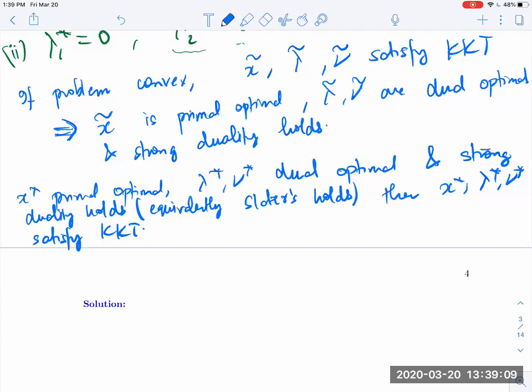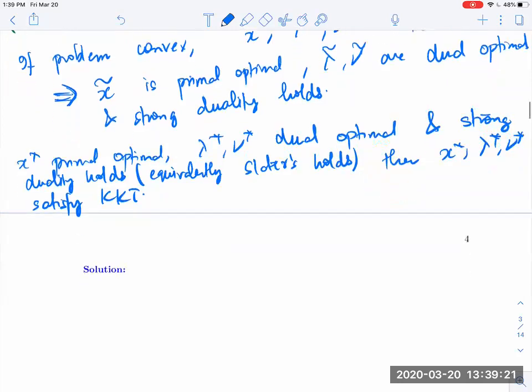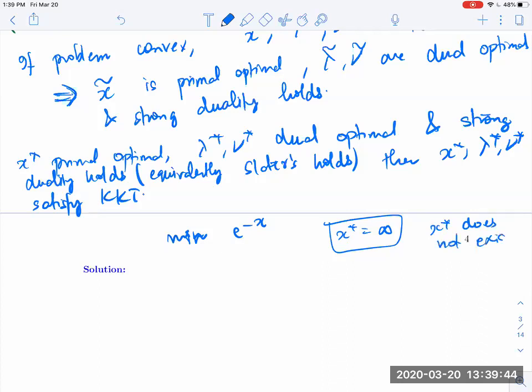It's mainly because here we made an implicit assumption that your solutions exist, right? Like X star is primal optimal, but there are cases where your X star might not exist. For example, consider minimizing e raised to minus x subject to no constraint. The X star here should be infinity, but you can't say that X star is infinity. So technically you would say that X star does not exist. So such cases can result in not being able to find KKT solutions.